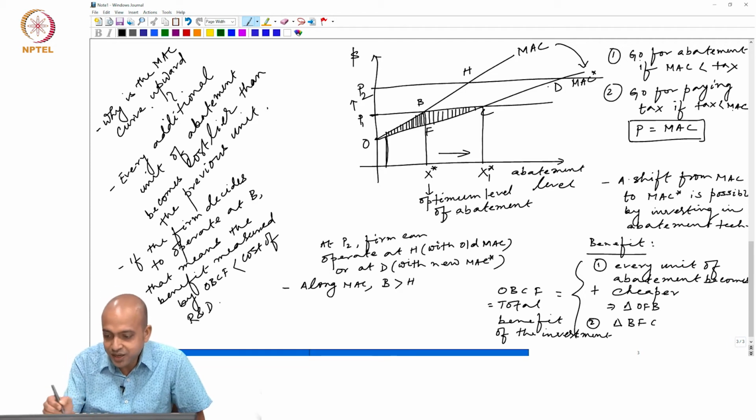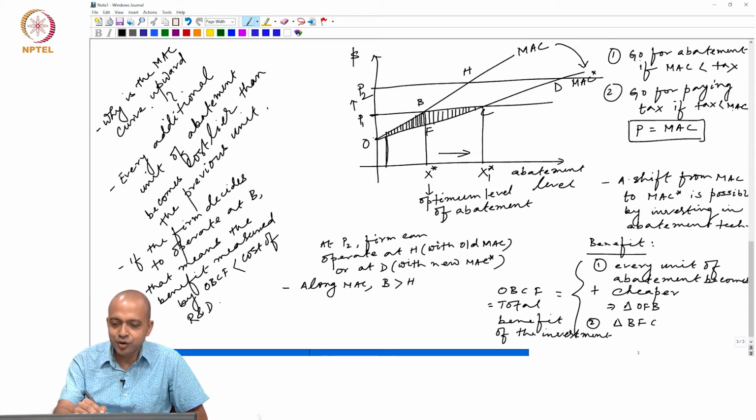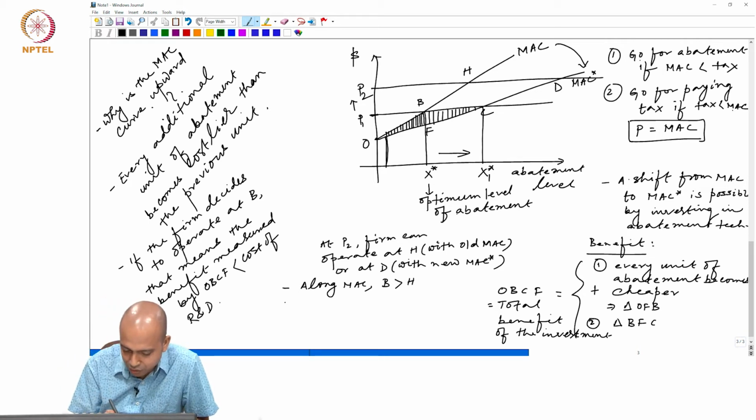But H and D is not directly comparable, because at H you are facing the old technology and new tax rate. At D you are facing actually the new technology with the new tax rate. So, since H and D are not directly comparable, what we will do? We will think about along MAC star what is happening.